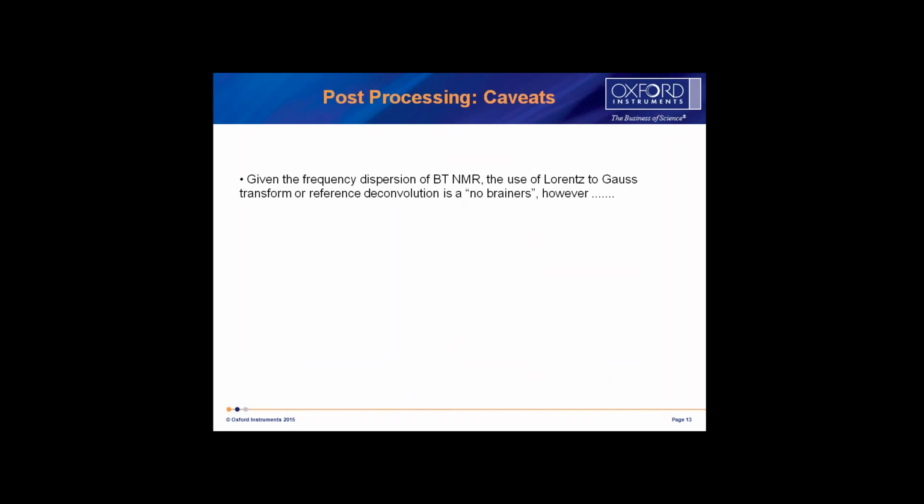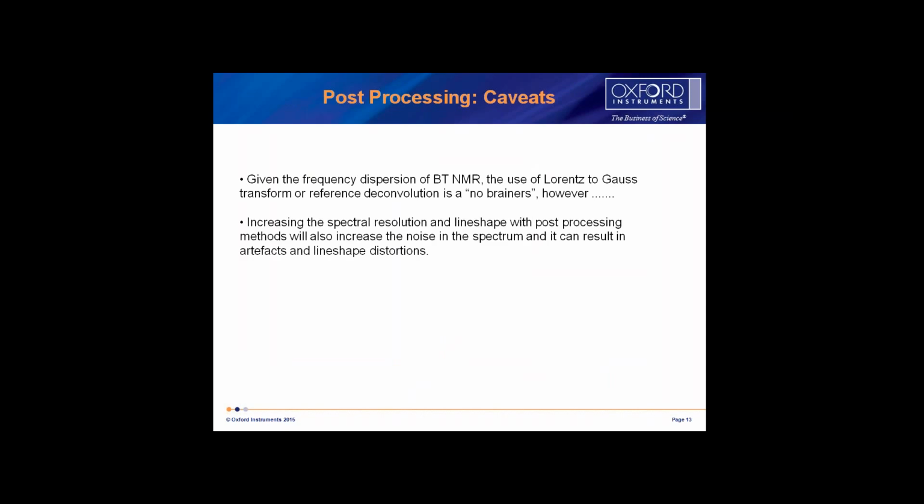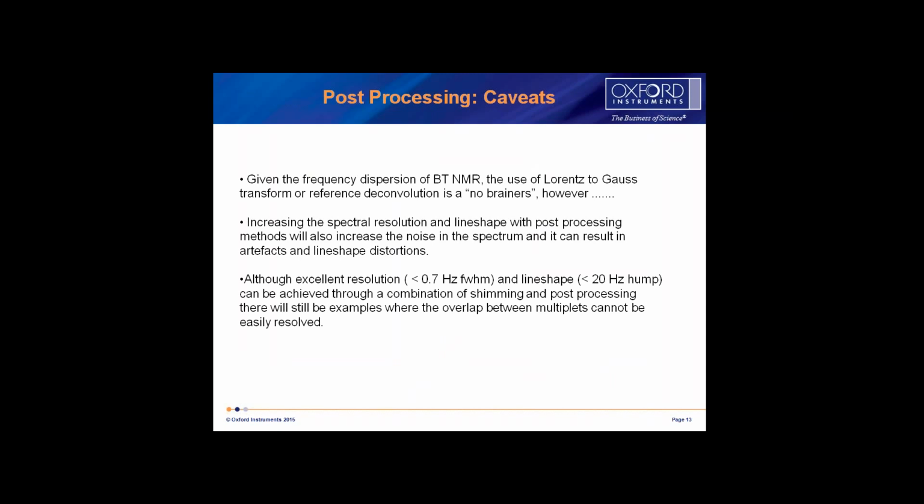Given the frequency dispersion of the benchtop, the use of the Lorentz to Gauss transform or reference deconvolution is pretty much a no-brainer. However, increasing the spectral resolution and line shape with post-processing methods will also increase your noise in your spectrum, and as we've just seen, can result in some artifacts and line distortions. Although excellent resolution and line shape can be achieved with a combination of shimming and post-processing, there are still examples where overlap of the multiplets mean these can't easily be resolved.